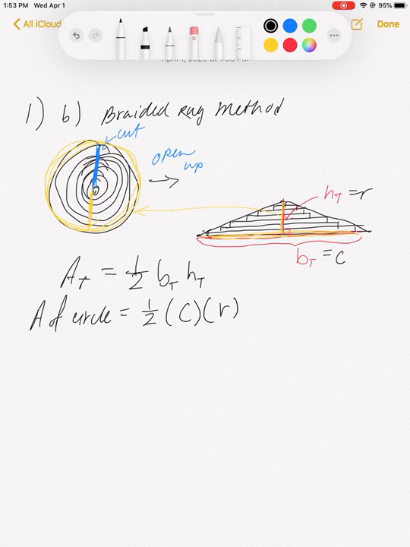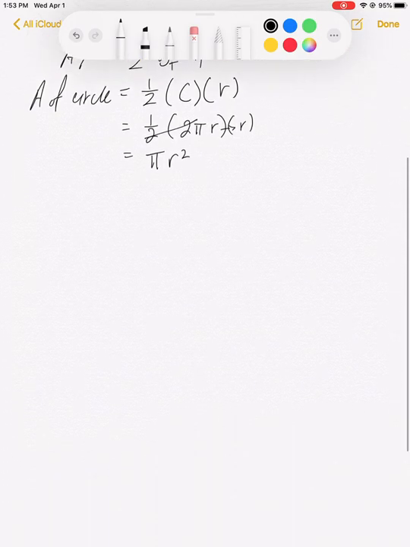So the rest of this is similar to what we did in part A. The circumference we're going to rewrite as 2 pi r, so we can combine it with this r. And then we're going to do 1/2 of 2, that cancels. You just get pi, and these will go with that one, r squared. Okay, so that's the area of a circle using the braided rug method.